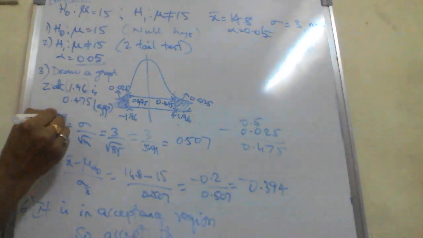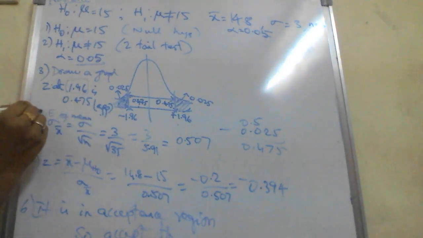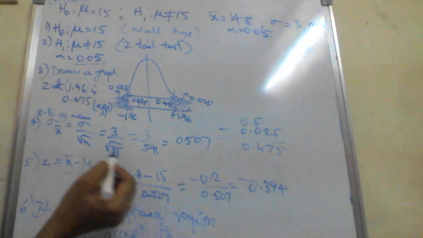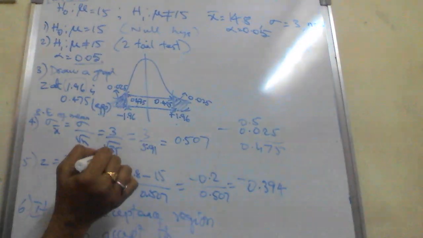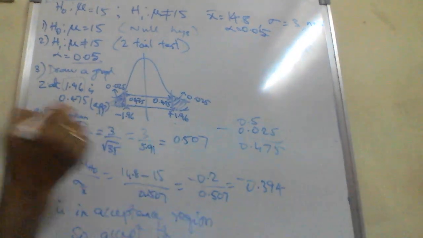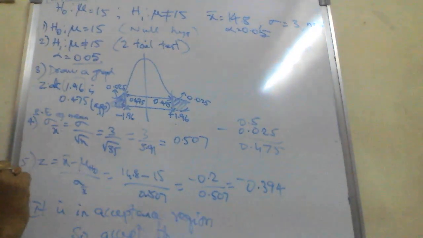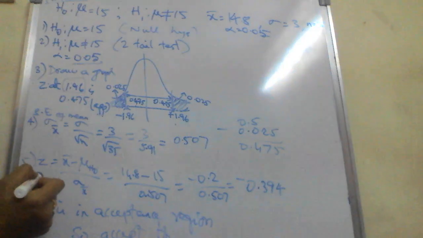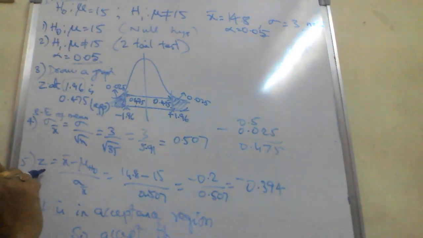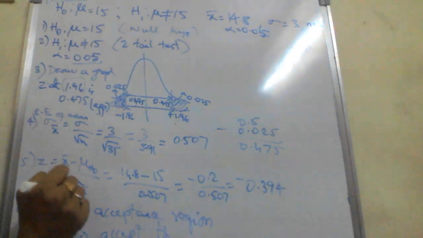So the next step is to find the standard error of mean. The standard error of mean, that is sigma x bar, is sigma by root n. Sigma is 3, root n is root 35, so it is 0.507. After you get this, the next step is to find the Z. You call it standardizing the sample statistic.